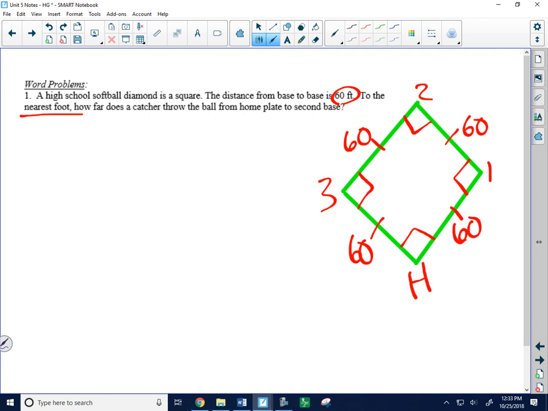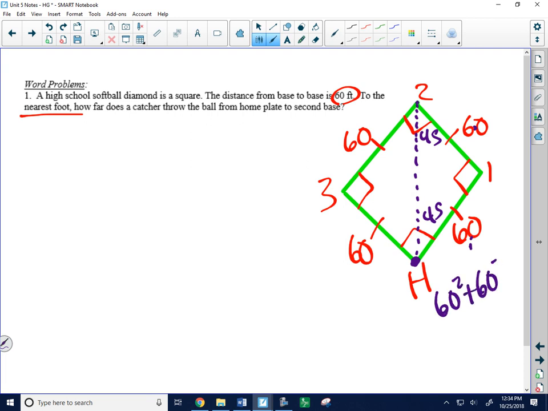How far does a catcher throw it? The catcher's at home plate. The catcher throws it from home to second. That's a diagonal. And what I haven't written in, remember when I draw a diagonal in a square, that it's 45, 45, 90. We kind of already knew that because they were both 60, right? Isosceles. So those had to be 45. So without doing any work, because I could do Pythagorean theorem on this one.